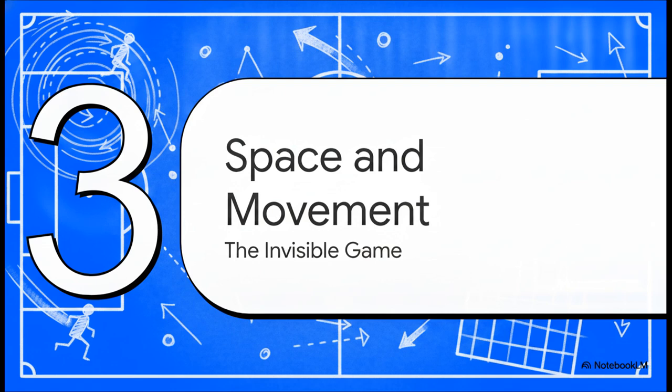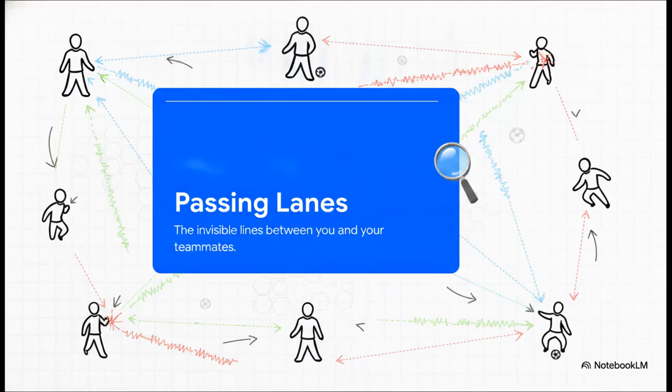Okay, Section 3, mastering space and movement. Let's talk about passing lanes. These are basically the invisible lines between you and your teammates. You can think of them like hidden pathways all over the pitch. The really great teams are constantly shifting their movement to open these up, while smart defenders are relentlessly scrambling to close them down. Honestly, if you can start seeing these passing lanes, it's like seeing the matrix of the match.